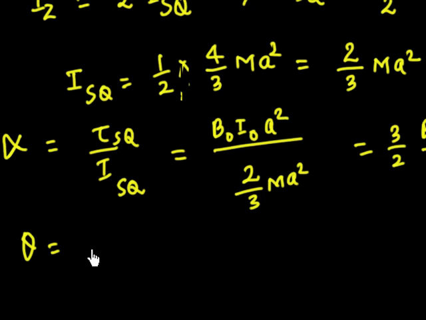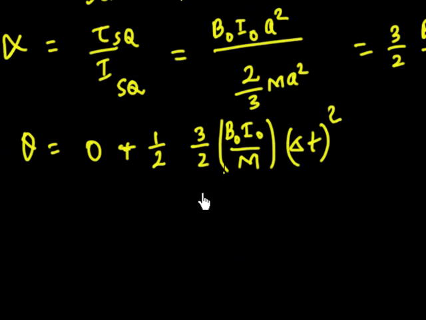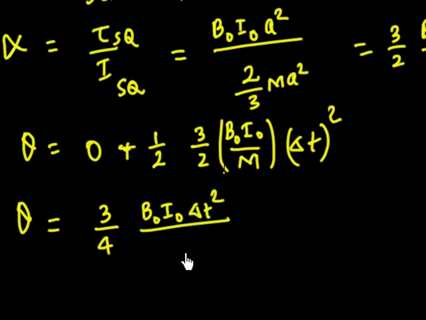So theta is equal to theta naught, so initial theta is 0, plus half alpha t square, and alpha we have already calculated. This value comes out to be 3 by 2 B naught I naught by M, and time is given to you, that is delta T whole square. So this is the rotation angle. So you will have 3 by 4 B naught I naught delta T whole square, divided by M. So this is the final answer.